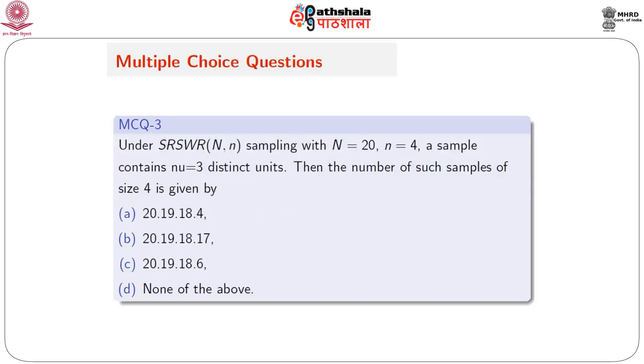What is the next one? Under simple random sampling with replacement, with capital N equaling 20 and small n equaling 4, a sample contains nu equals 3 distinct units. Then the number of such samples of size 4 is given by A, 20 into 19 into 18, B, 20 into 19 into 18 into 4. There are 3 options given and the last one is none of them. You are supposed to find out how many samples there are if the sample size is 4 and if it contains 3 distinct units. So we have a formula, you can also apply the formula and get it. Okay.